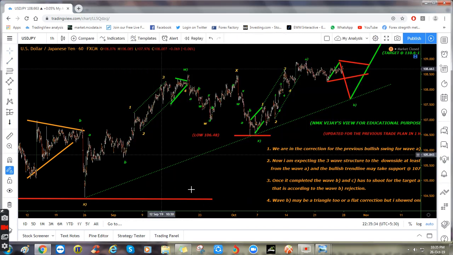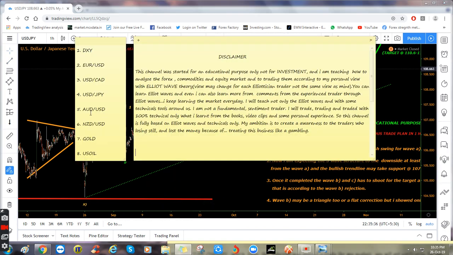The next one is Australian dollar and New Zealand dollar, gold. Okay, we will move on to that Australian dollar USD.